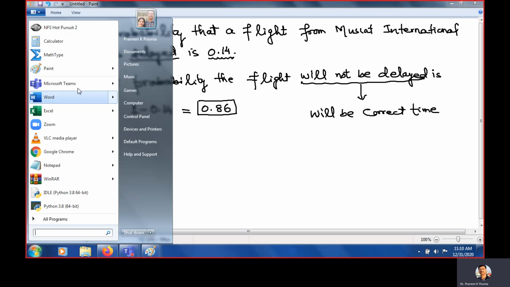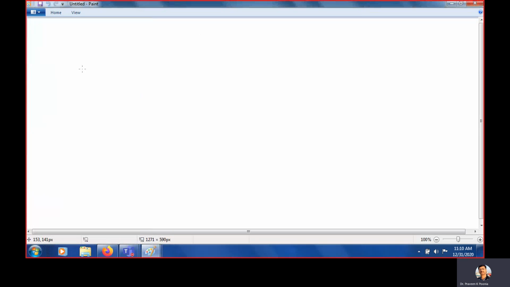Okay. Now the second definition we are going to study is conditional probability. What is conditional probability? This is a very important topic. Suppose conditional will be on two bases. There will not be one event, there will be two events.